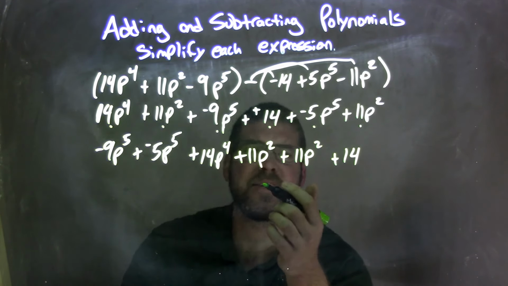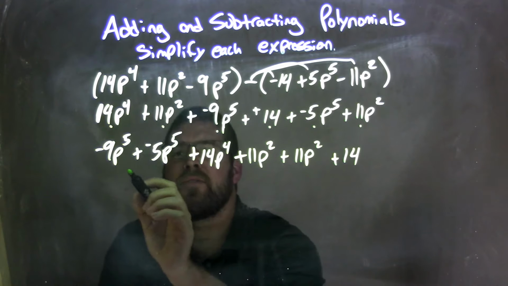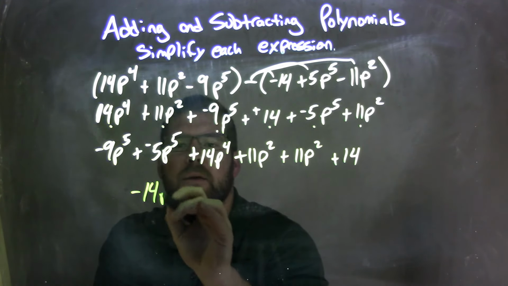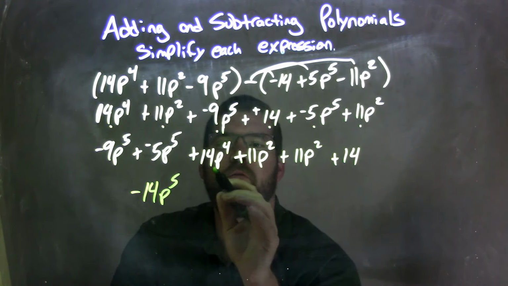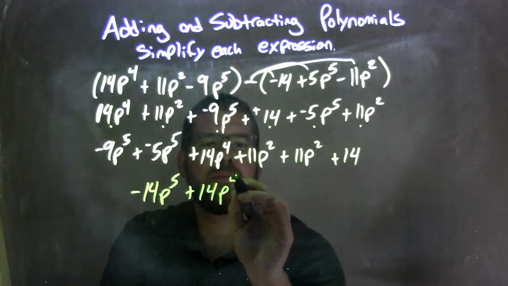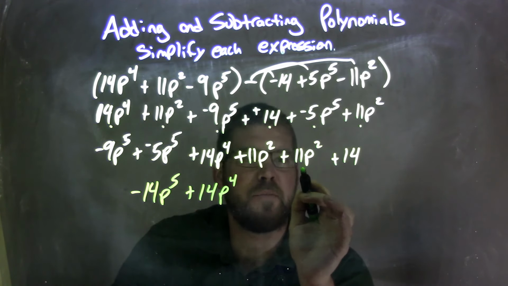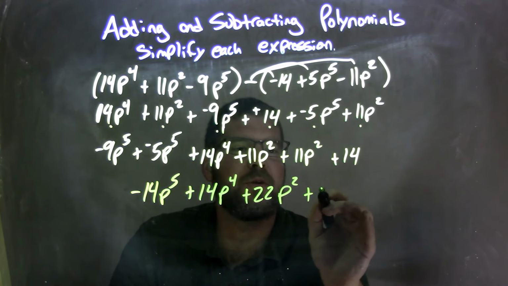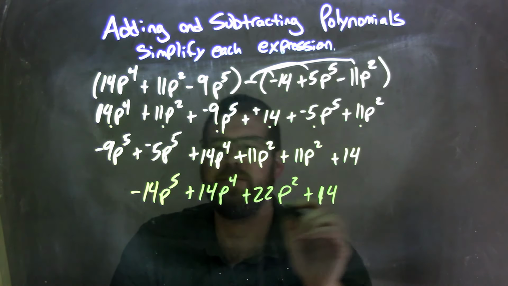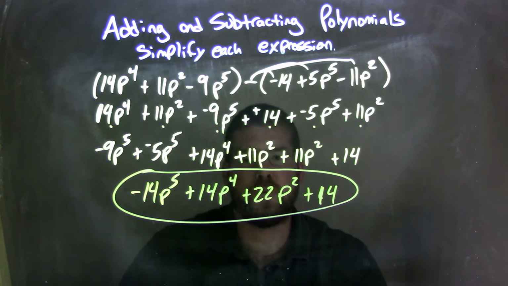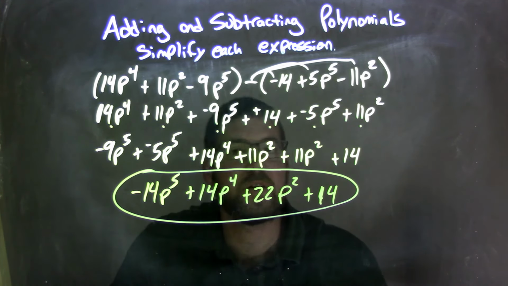So now let's combine our like terms here. We have negative 9p to the fifth plus a negative 5p to the fifth is a negative 14p to the fifth power. 14p to the fourth, there's nothing else to the fourth power, so we have plus 14p to the fourth. 11p squared plus 11p squared is 22p squared, and we have the plus 14. Not 4, 14. And there we have it, our final answer here. Negative 14p to the fifth plus 14p to the fourth plus 22p squared plus 14.